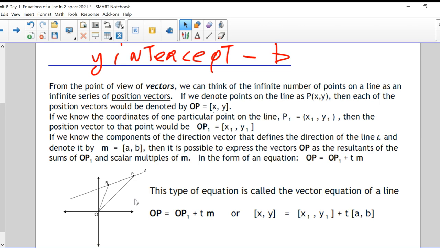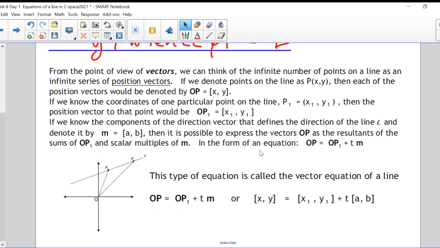We talk about the basis vectors as the first position vectors that you can use, and you can scale them and get any other vector. We talked about all of that before. Well, we're going to denote the points on the line as P(x, y), and each of the position vectors is going to be from O to that point. Now, in general terms, I'm just going to cut to the chase here.